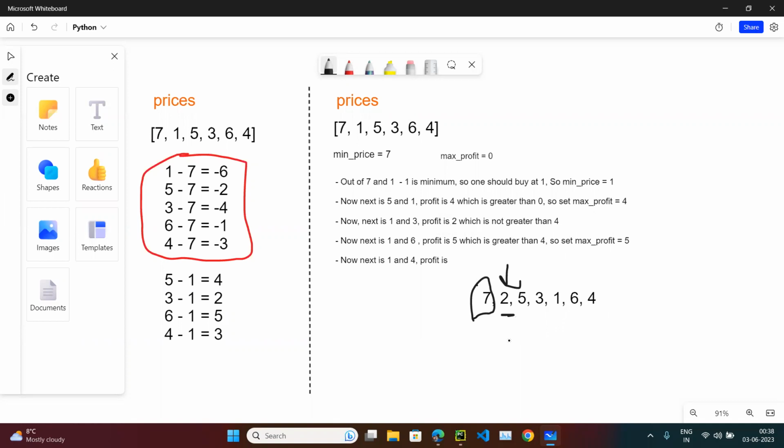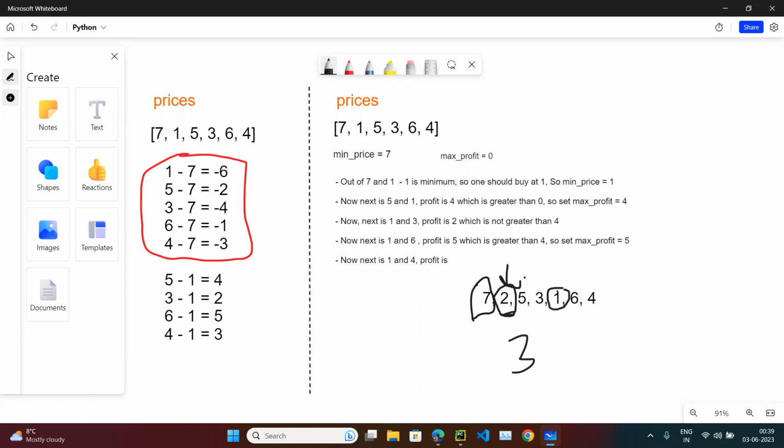Okay, 5 minus 2, 3. So max profit is 3 till now. 3 minus 2 is 1, which is less than 3. Now we found the 1. So now we found the one which is smaller than my minimum price. All right, which is small.